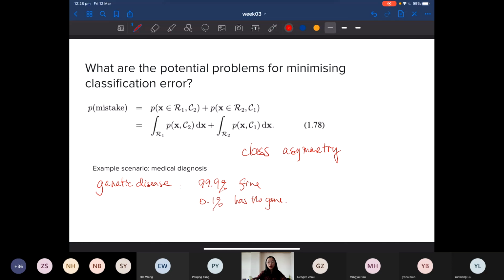So what happens if we just brute force minimize the classification error in the whole population? If we minimize classification error, it would seem like we should just label everybody as fine. Then our accuracy is at least 99.9%. So I will call this class imbalance.